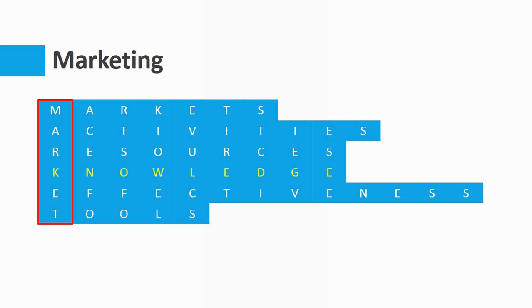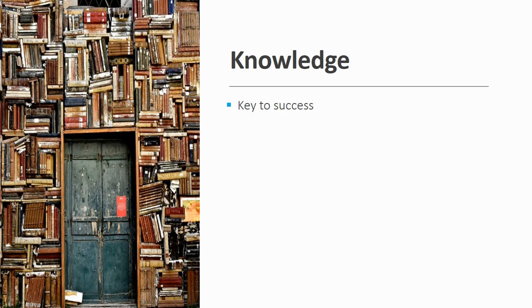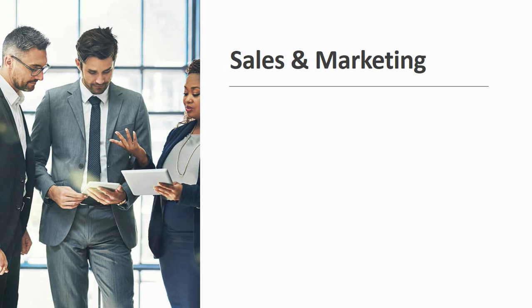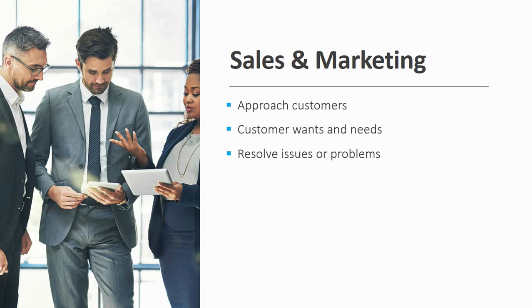Knowledge. Knowledge is the key to success. You may have enough manpower or staff, but are they well trained, knowledgeable, and skillful? Do they possess enough product or service knowledge? Sales and marketing teams are important because they are the frontline staff and the ones who first approach the customer. They should understand exactly what the customer wants or needs and know by heart which product or feature can resolve their issue.